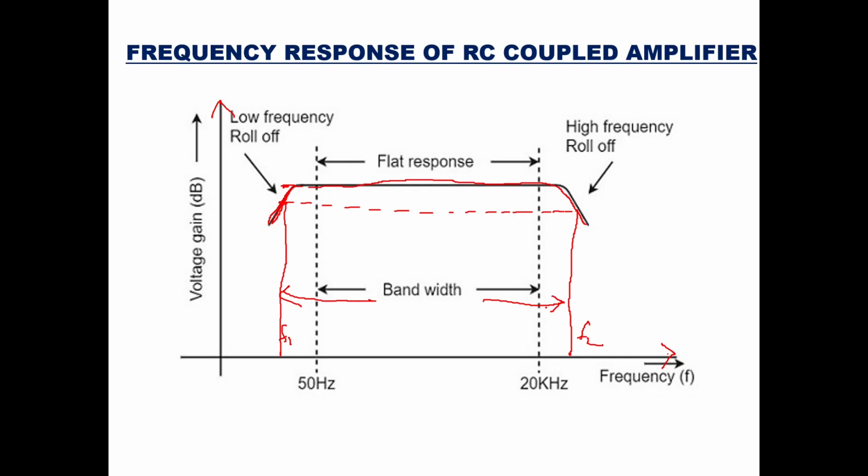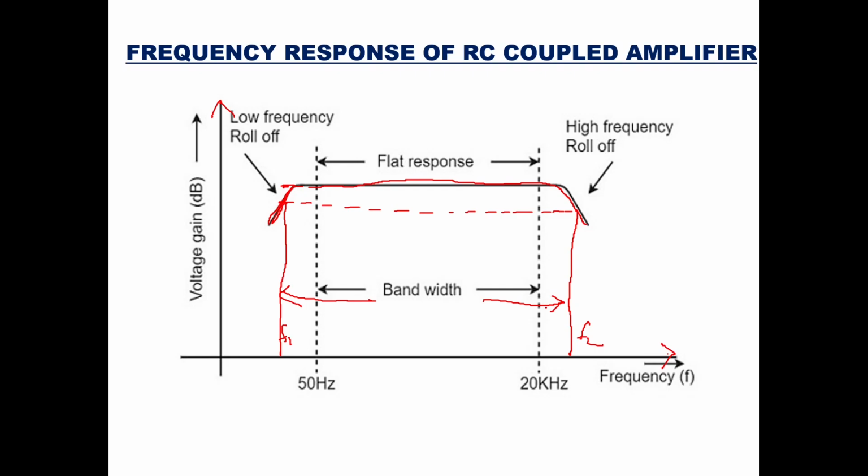The bandwidth means the voltage gain is constant in the range from around 20 hertz to 20 kilohertz, which is the audio frequency range. So this amplifier gives faithful amplification in the audio frequency range, from 20 hertz to 20 kilohertz. Now why does the gain come down at low frequency, why does it come down at very high frequency, and why does it remain constant at the middle frequency? That we will see with respect to the circuit.